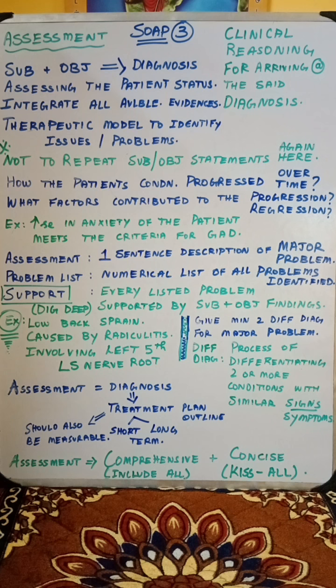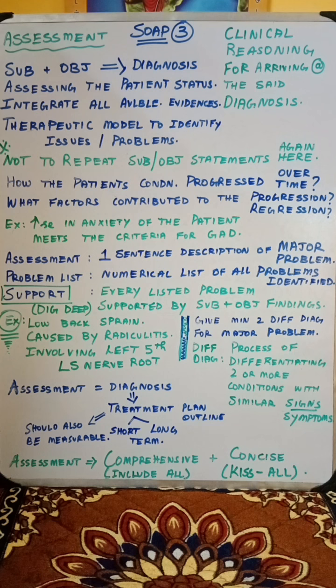The treatment is differentiated into short-term treatment and long-term treatment, and the treatment should also be measurable, because the subjective and objective parameters or the signs and symptoms should come down with the treatment. So the outcome should be measurable, and the treatment should be measurable. When the treatment is measurable and the outcome is measurable, the signs and symptoms will also go away, which are measurable. Right? So assessment should be comprehensive and concise.